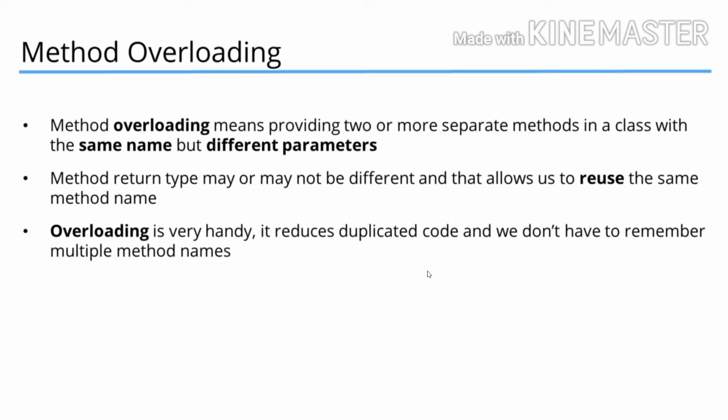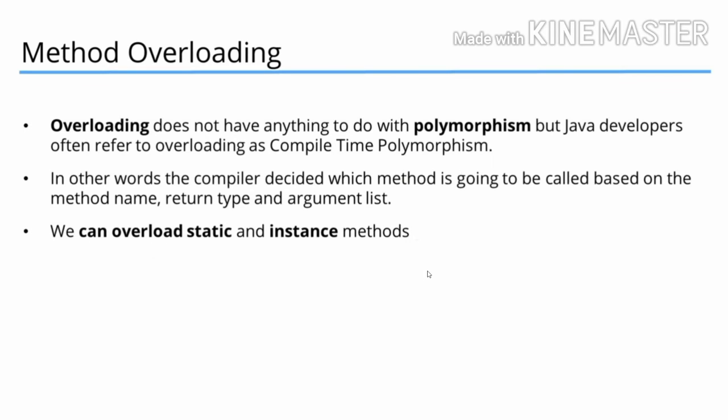So if the return type, suppose one is int and one is float, we can use the same name. And now overloading is very handy. It reduces duplication of code, and we need not remember multiple method names. Overloading does not have anything to do with polymorphism, but Java developers often refer to overloading as compile time polymorphism. In other words, the compiler decides which method is going to be called based on the method name, return type, and argument list. We can overload static and instance methods also.